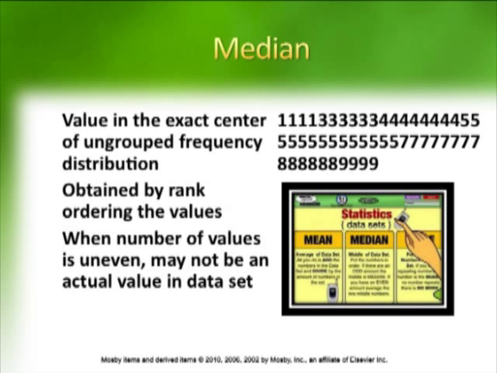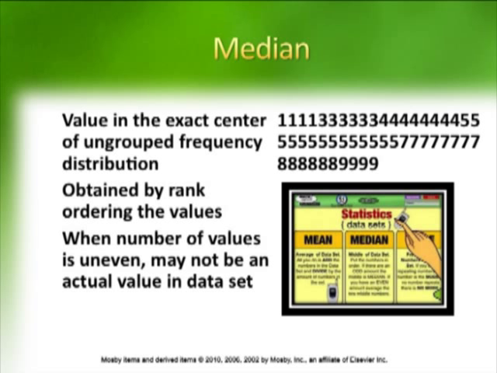Now, the median is the value in the exact center of an ungrouped frequency distribution. It is obtained by rank ordering the values, and this is something else to consider. When the number of values is uneven, the median may not be an actual value in the data set. The median is the exact point in a distribution above which and below which 50% of the cases fall.